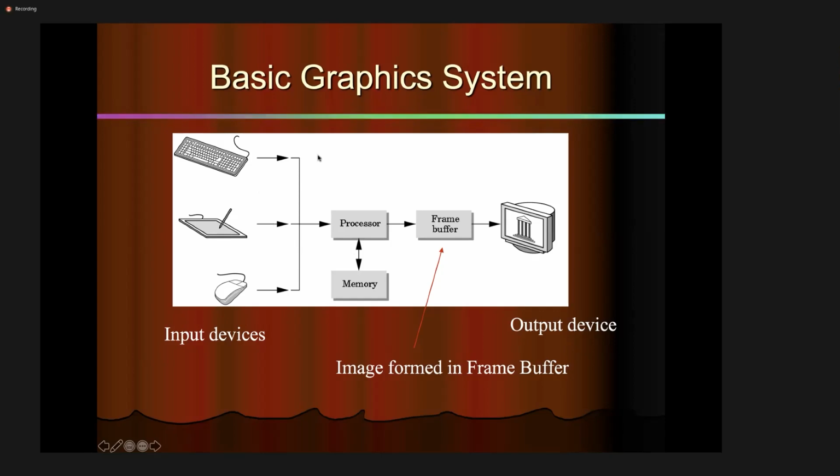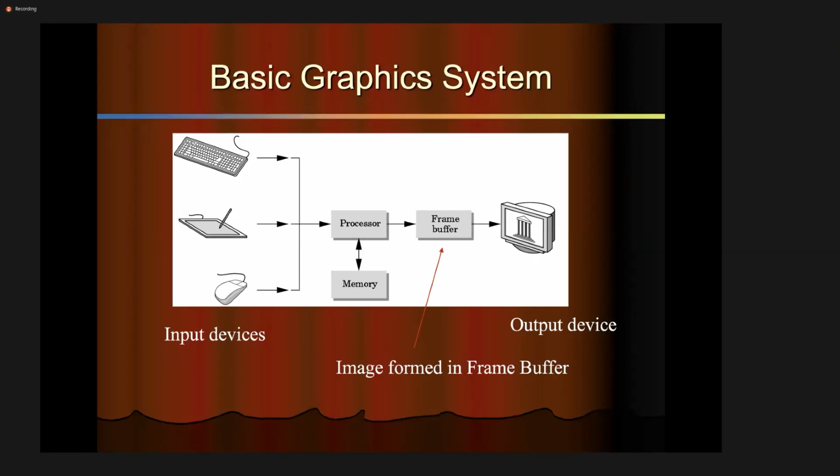The input data coming through these input devices will be processed by this particular processor, together with the memory, and then that data is transformed into the frame buffer. The frame buffer then stores that data temporarily, and that data, which is formed in the frame buffer, we call an image.